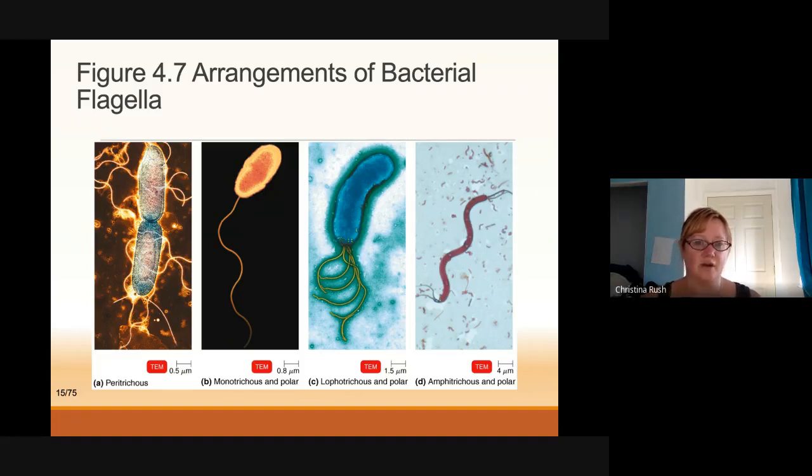So in A, we have the petrichous, and that one is all around. Just the one tail, we have monotrichous. We have the lophotrichous and polar, where you have many of them and they're just at one end. And then we can have amphitrichous and polar, and that is where we have them at the polar ends, and there's many of them. So there's many different ways that we can have these flagella. It totally depends on the type of bacteria that you're looking at. That's another way to help classify bacteria.